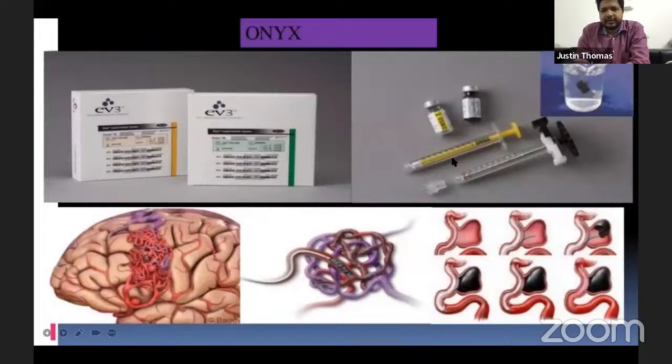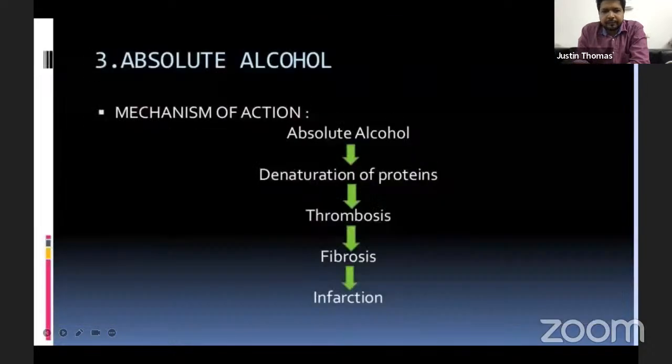So the injection rate of Onyx should be very low, 0.2 ml per second, and should be long. So this is the Onyx. Initially DMSO is injected, and when it is diffused away, the Onyx cast is formed, causing permanent occlusion of the vessel.